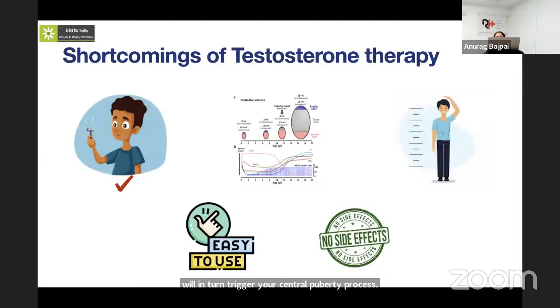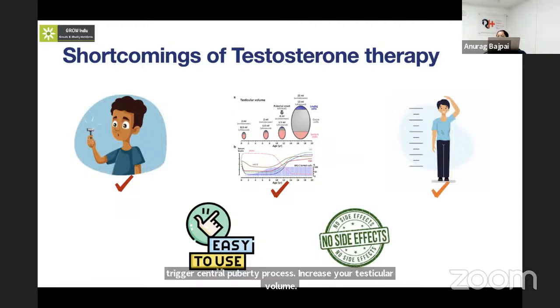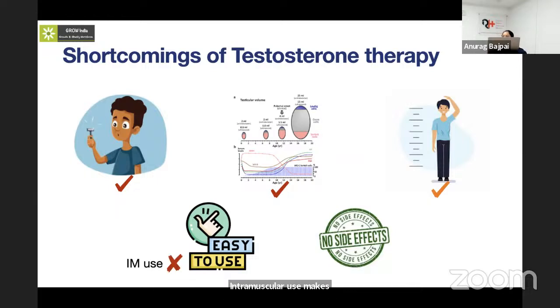So while testosterone promotes your androgenic activity, it will cause skeletal maturation and ultimately trigger the central pubertal process, increase your testicular volume. It will increase your height, but again, it also slightly increases your estrogen levels. So that is one thing where your testosterone may have a small shortcoming. Intramuscular use makes it a difficult option and a not readily acceptable option for patients, and it is associated with side effects in the form of priapism and some aggressive behavior in the short term.